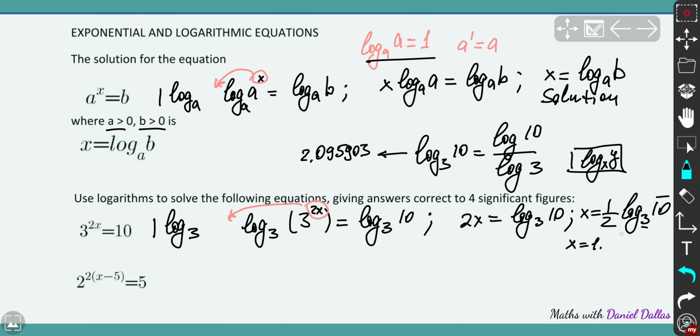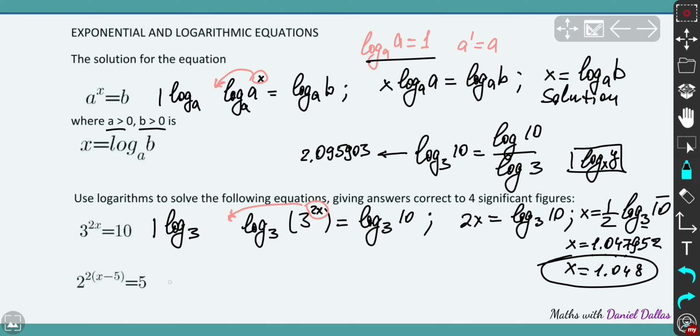It's going to be 1.04795, and now I'm going to round to 4 significant figures: 1, 2, 3, 4. So finally x equals 1.048 to 4 significant figures. That's my final answer for x, rounded to 4 significant figures.